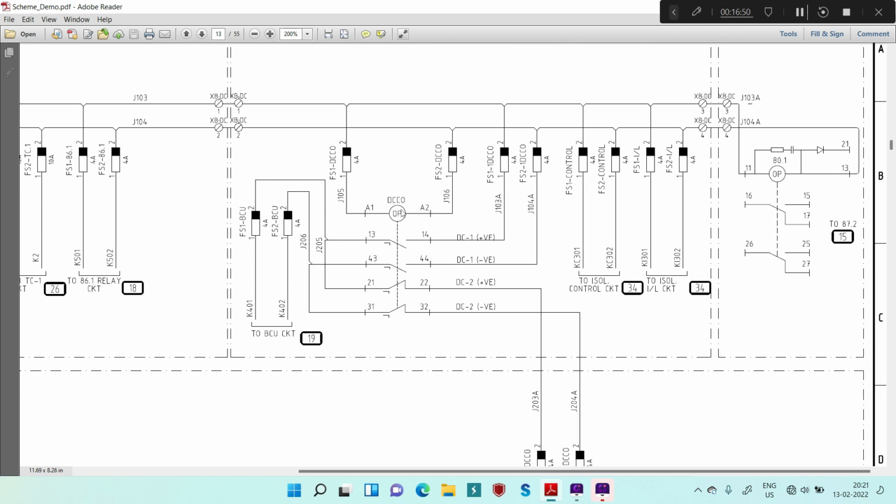The important thing over here is this DCCO. This DCCO means DC changeover relay, and if you see there is one circle. Inside this circle OP is written, that is, this is your operating coil. These are the two terminals of the coil, A1 and A2.